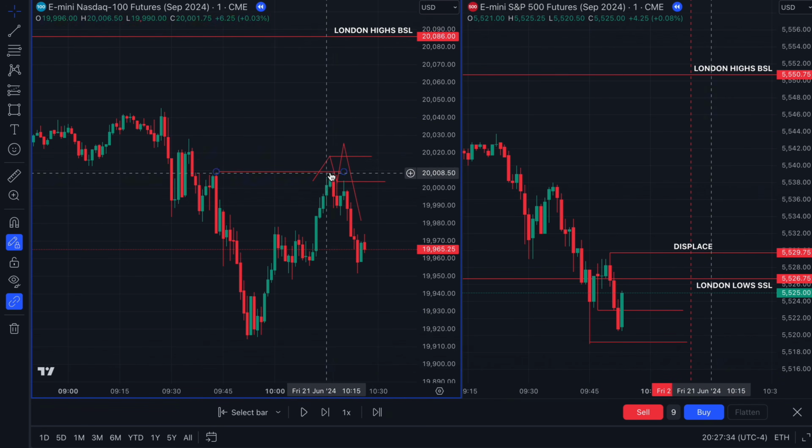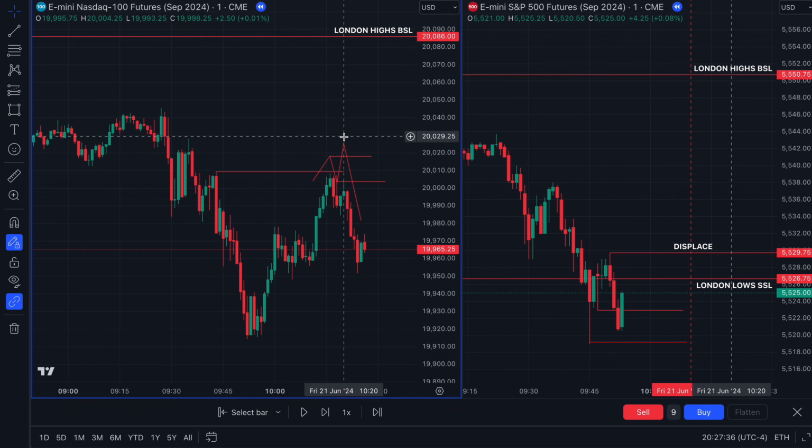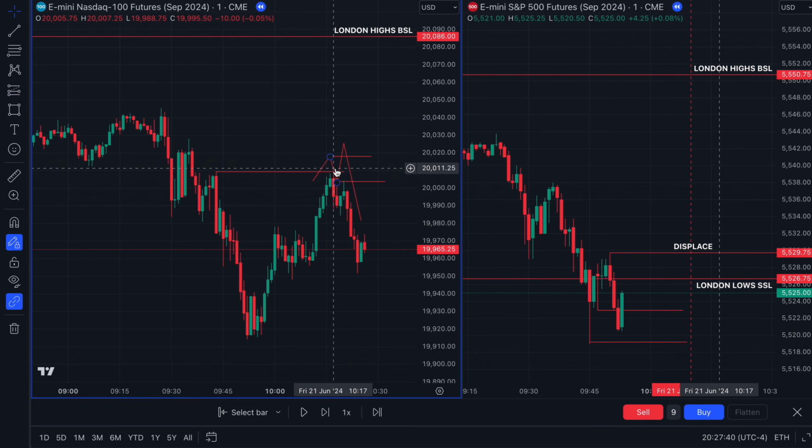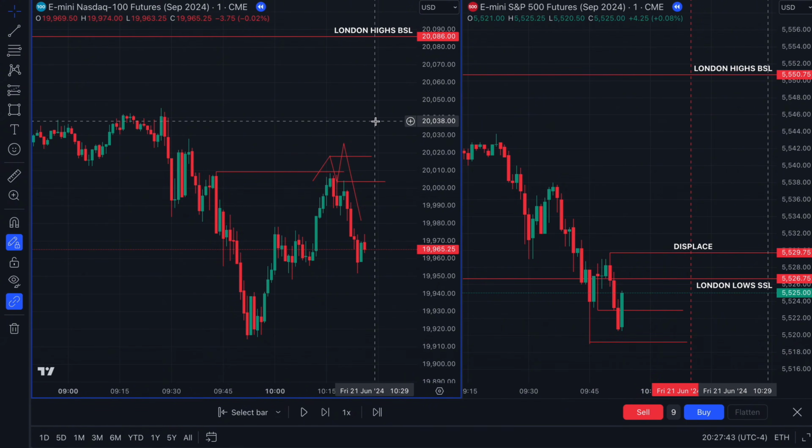But this is an example of a unicorn setup where it takes out that previous high on the lower time frame. On the 1 minute time frame is when we look for our unicorn setups. But you can get a unicorn setup on the 5 minute time frame, the 15 minute, the 1 hour time frame. All time frames you can get a unicorn setup, but inside of the macro we look for it on the 1 minute time frame.